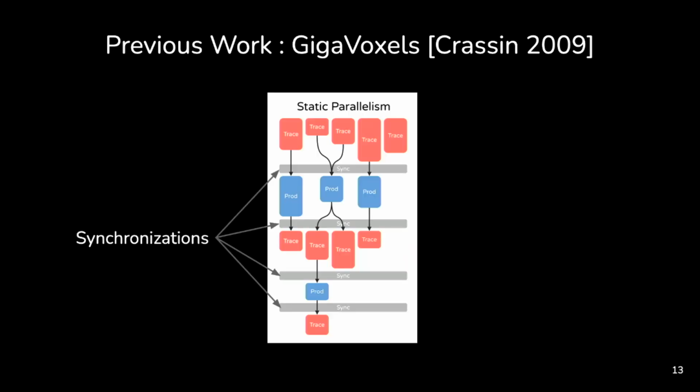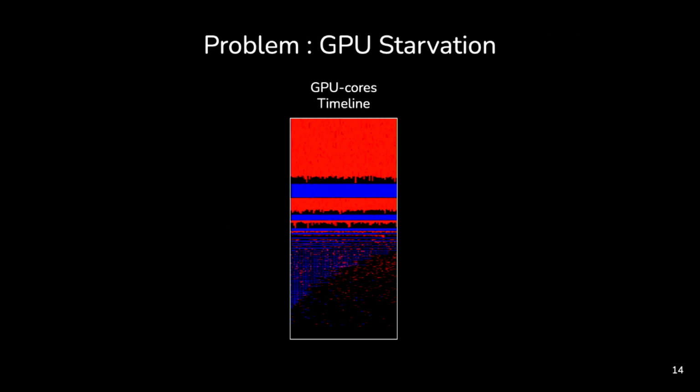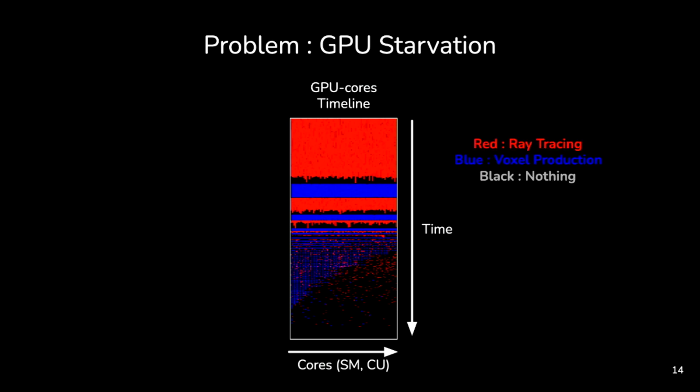So as you can see, there are lots of synchronization points with this algorithm, which can lead to lots of GPU starvation. To better analyze this, we developed a custom tool that we call the GPU core timeline. What you see here represents a single frame of rendering, with time on the vertical axis, GPU cores on the horizontal axis, and red meaning that a core is doing ray tracing, blue that it is doing production, and black nothing. And so you can see that we have starvation at the end of each job, and that we have a big section with lots of tiny jobs that we call detail, and this section is really inefficient.